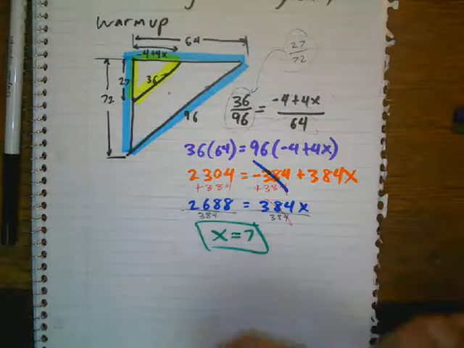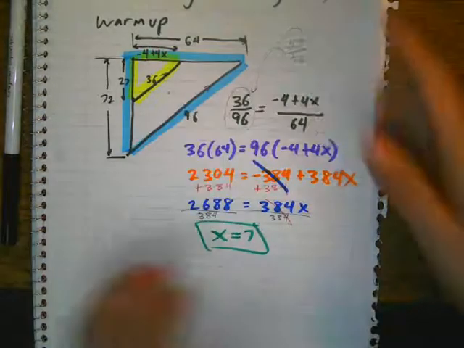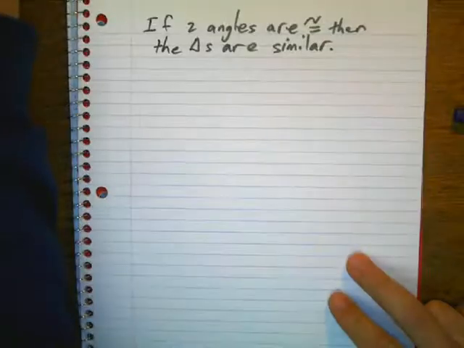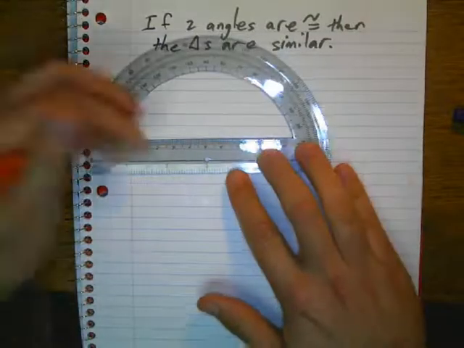Okay, so now let's talk about angle-angle similarity. So if two angles are the same, then the triangles will be similar. If two angles are congruent, then the triangles are similar. And I'm just going to use my protractor to show how this is true. So I'm going to draw a straight line.